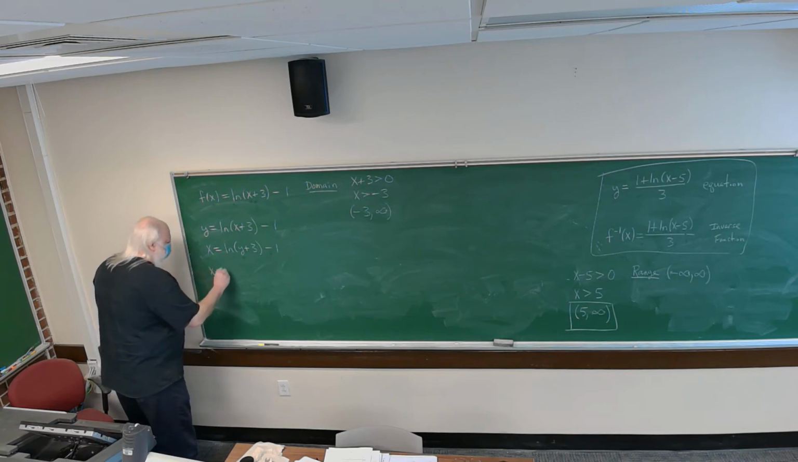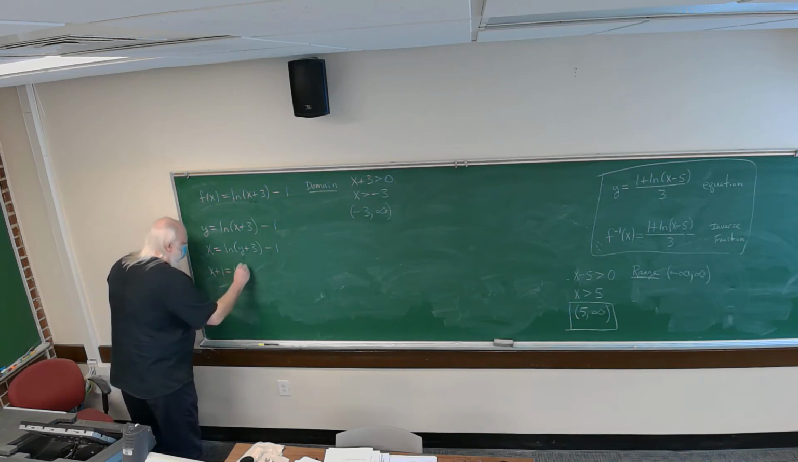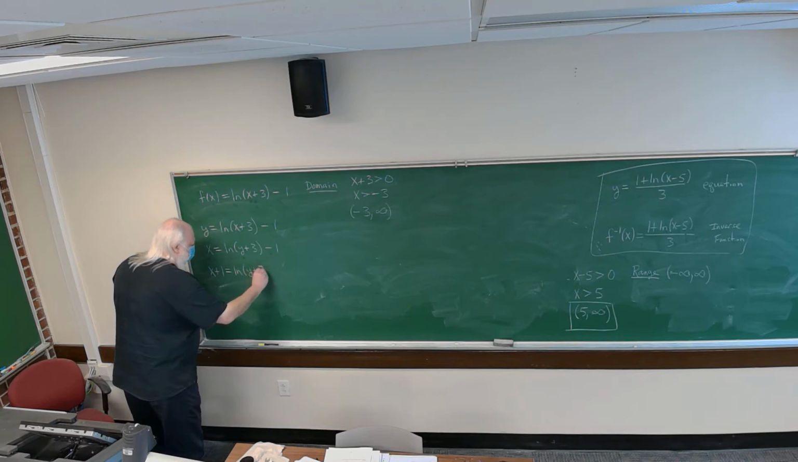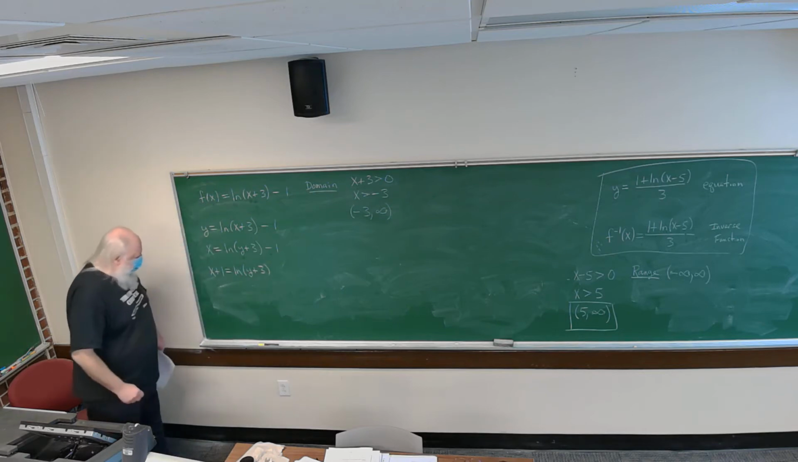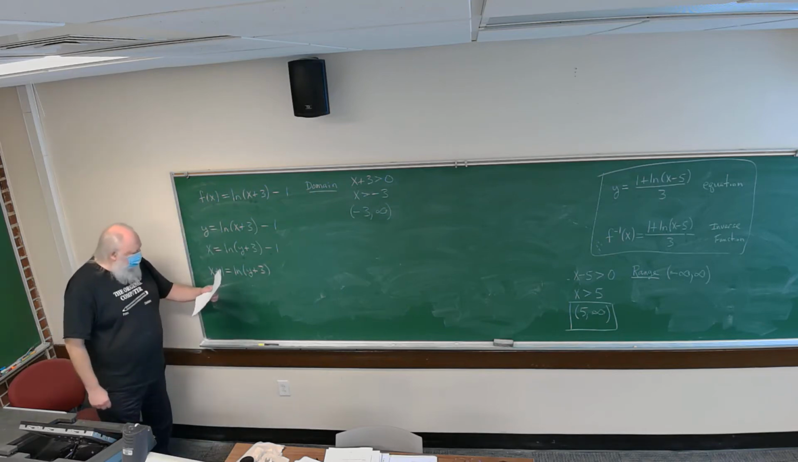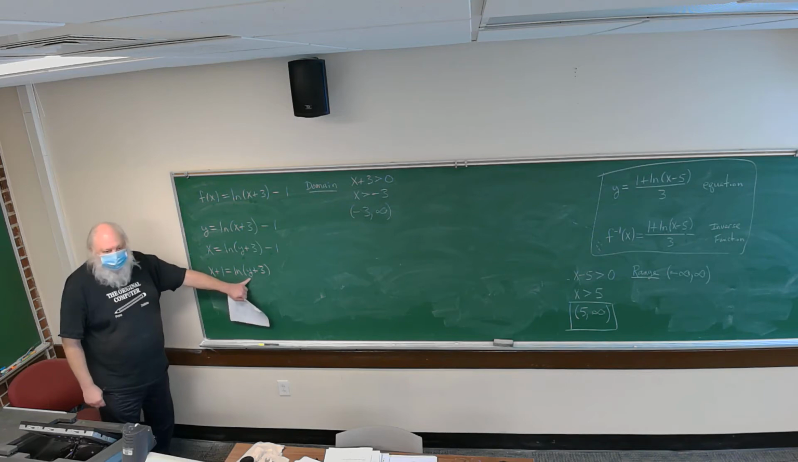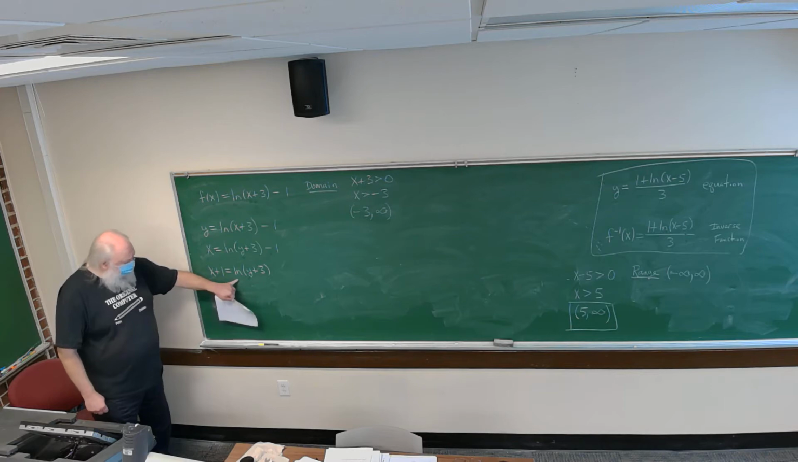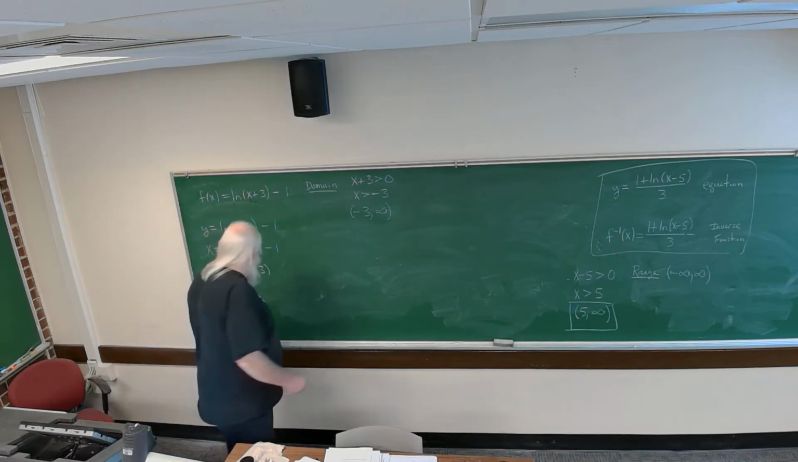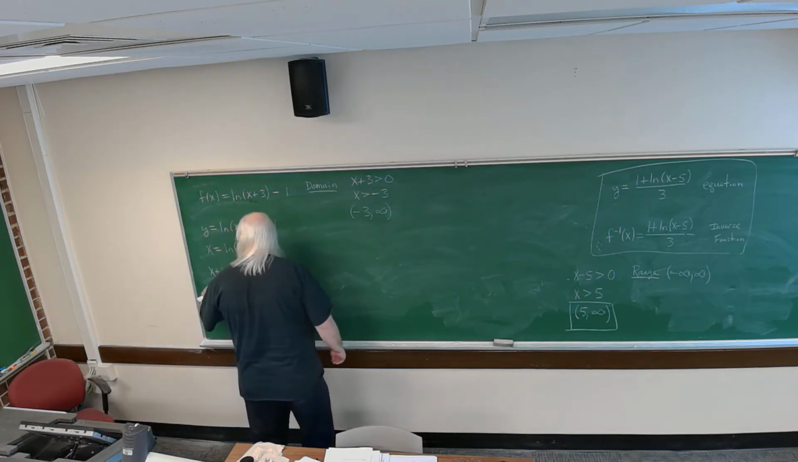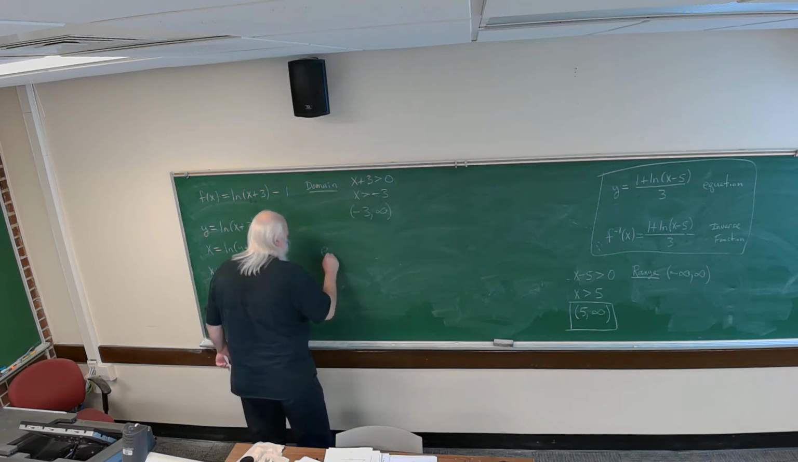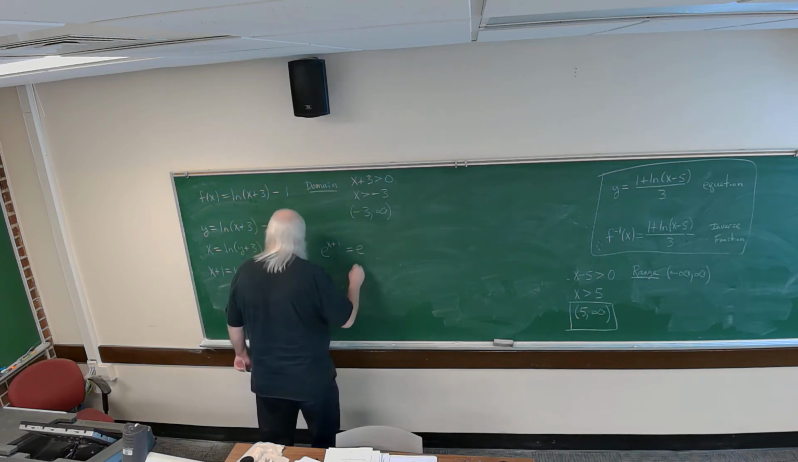We have x plus 1 is equal to the natural log of y plus 3. And now the only place where you see y is in the argument going into this natural log function. So we've got to get rid of the ln. And so we make the left-hand side and the right-hand side exponents on the number e.